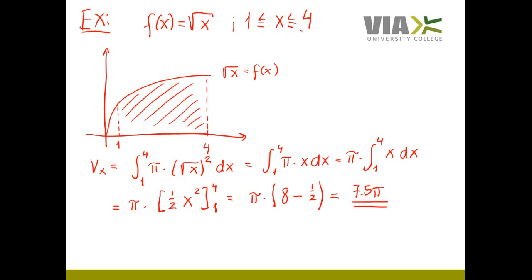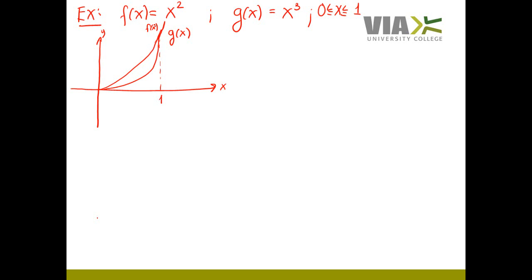So that was the first example which I have chosen to include on how to calculate the volume Vx rotating about the x-axis. The second example I will include is a bit more complex. In this example, we are supposed to find the volume which we will get when we rotate this small piece here 360 degrees about the x-axis.